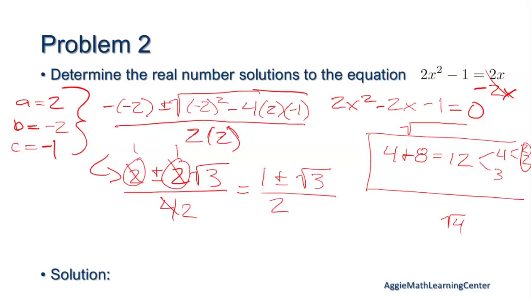Stay with me. Okay, can we simplify this any further? No. But we need to write it in both forms. So what is my first form? We can go negative or positive. Let's go negative: 1 minus the square root of 3 over 2. Perfect, what's our other one? 1 plus the square root of 3 over 2.